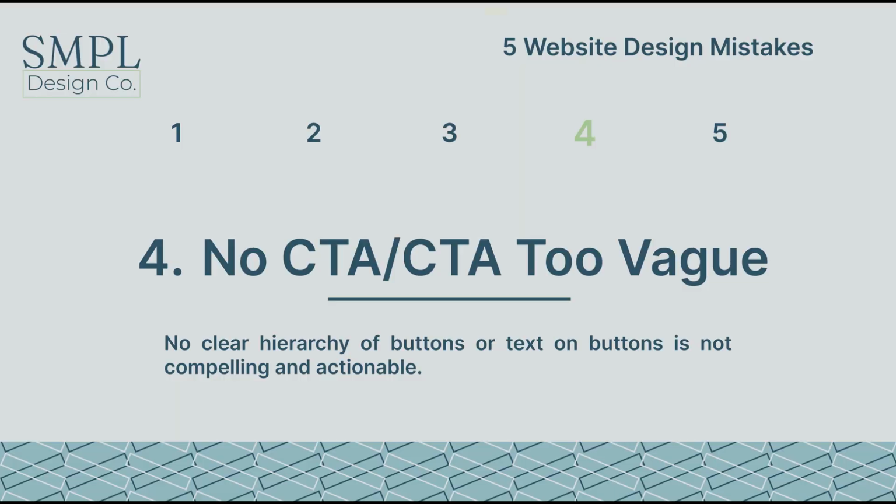This one also leads into number 4, which is no CTA or CTA is too vague. The CTA is your call to action. This is the button that tells people what you want them to do on your website. Think of order now, book a call, see our menu, whatever it is. That's the call to action. Your CTA should be telling people exactly what you want them to do. There really shouldn't be a question of whether or not this is the button that they should be clicking.